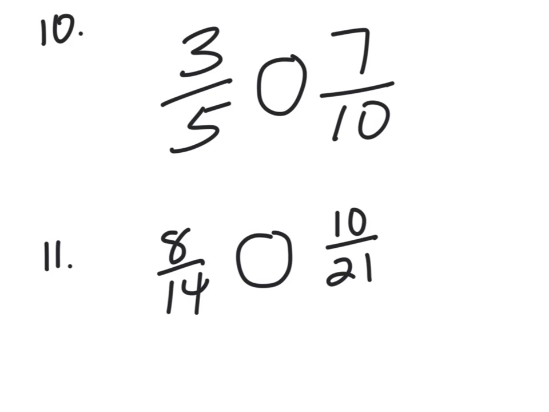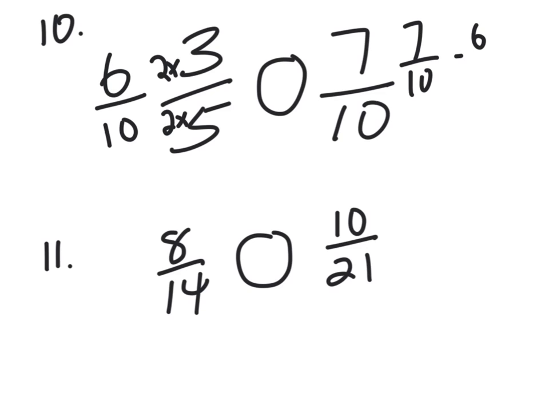All right, so we have number 10. Number 10 is East Bridge is 3/5 of a mile long, West Bridge is 7/10 mile long. Which bridge is shorter, and how much shorter? So this one we have to compare them and then subtract them. Well, again, I can find common denominators. 10 is a common denominator, so I can make them both 10. 3 times 2 is 6. So 6/10 is less than 7/10. So the East Bridge, the 3/5 bridge, is shorter. How much shorter? Well, I take 7/10 minus 6/10 equals 1/10. 1/10 of a mile shorter.